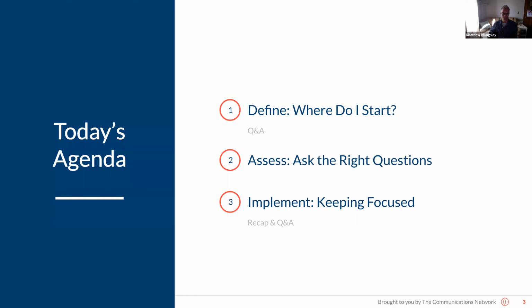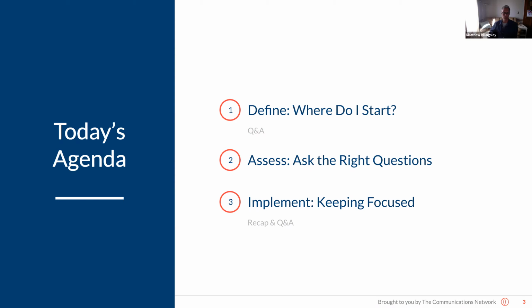So with that, we're going to start off with the definition. Where do I start? What are the first, second, and third steps to get going? Why a website is even important, if you have some questions about that as well. That's a longer section. We'll pause a little bit for some questions after that.